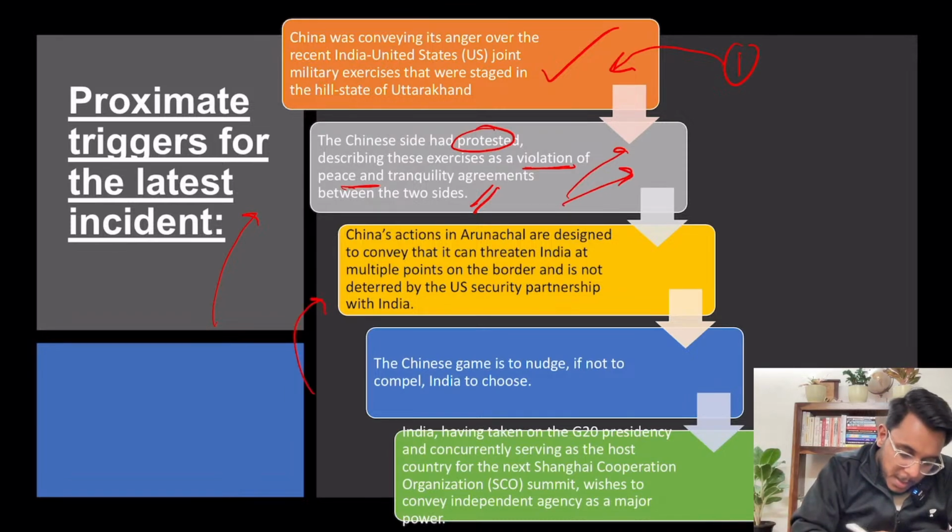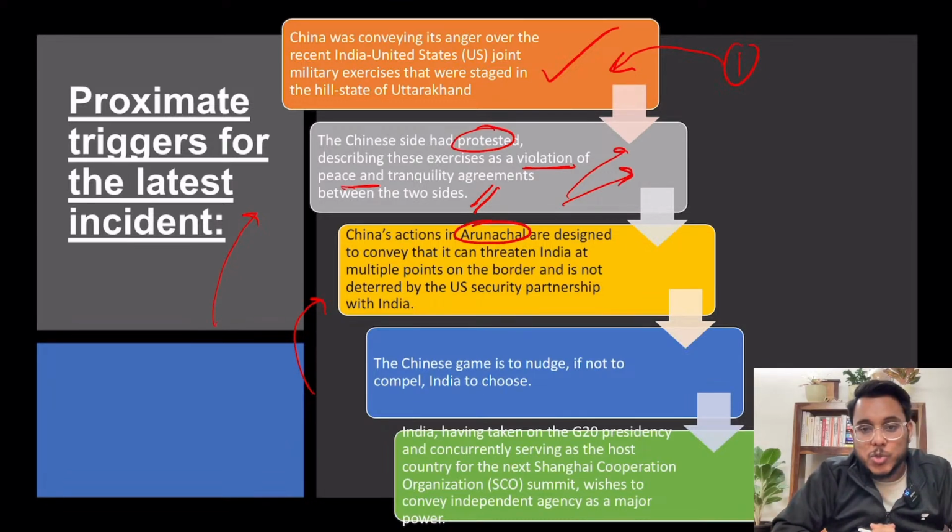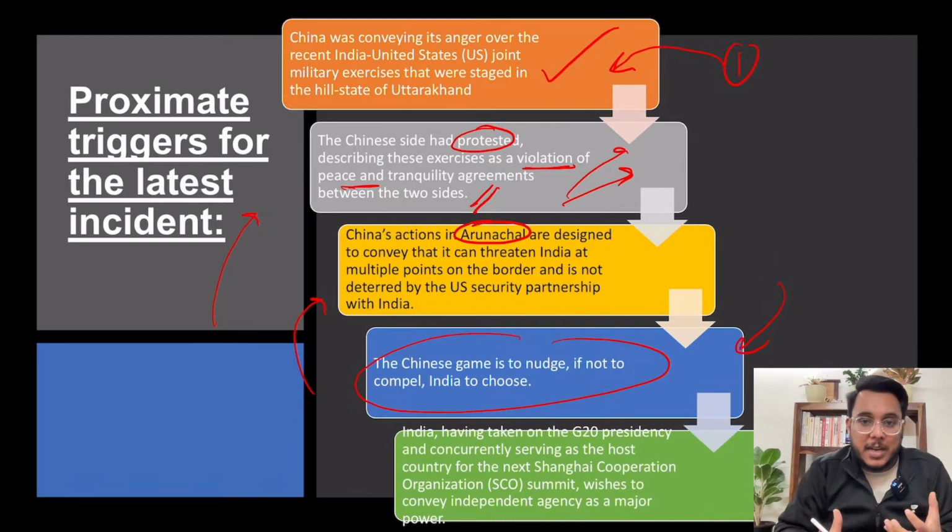Then China's actions in Arunachal Pradesh are also because China wants to say that whenever China wants, China can arm twist India. Whenever China wants, China can threaten India. For that particular thing, these Arunachal Pradesh disputes are being manufactured. Then the Chinese game is to nudge and not to compel India to choose. Okay, it just wants to nudge India with respect to the Chinese concerns.